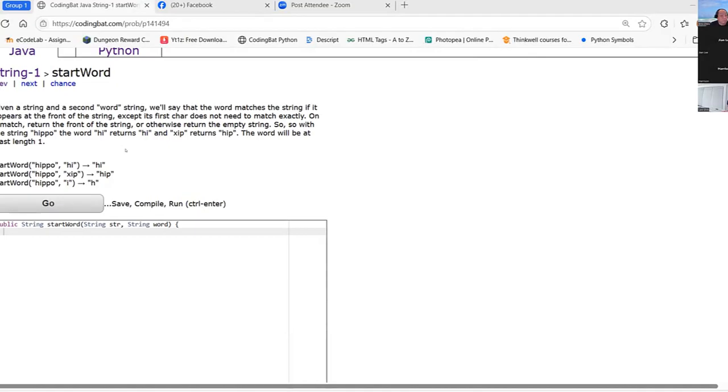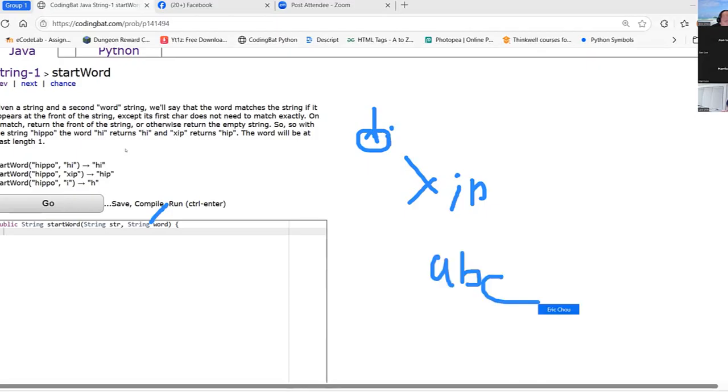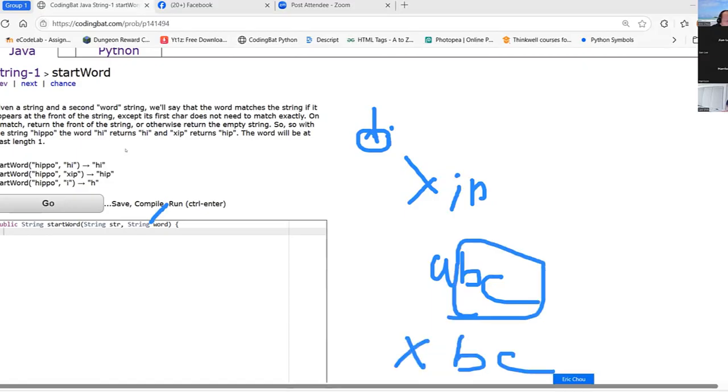I don't quite get this problem. This problem, they want you to check for the HIP or XIP pattern, whatever pattern. So it gives you the second word. If it appears at the front of the string, the first character may not need to be exact. So when you have A, B, C as the word, then you check if you have anything BC. If you have anything BC, you do something.